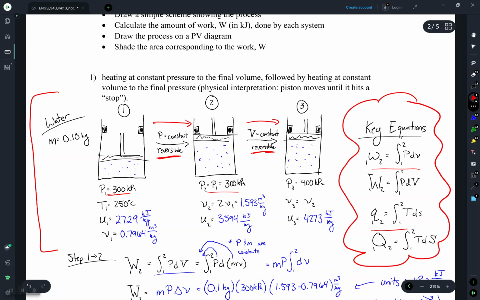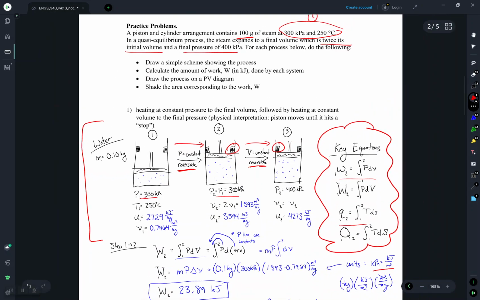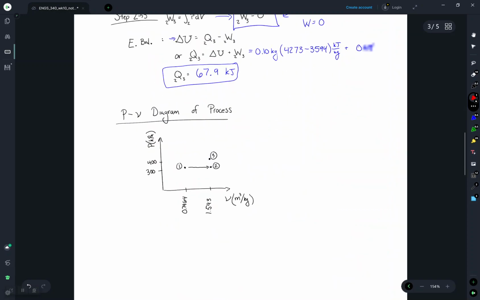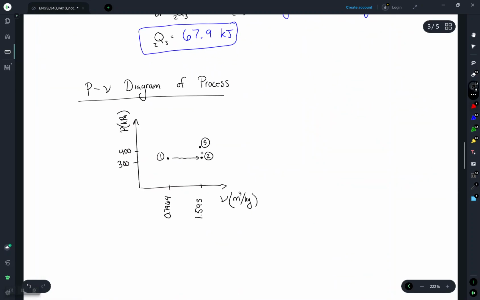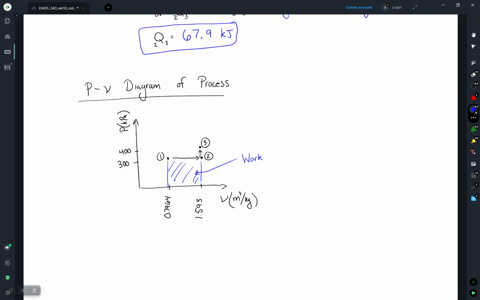In the second step, 2 to 3, we have these little stops here, which are stopping our piston from moving any further, so it's keeping us at constant volume. Okay, so our second step here, we have a straight vertical line then between 2 and 3. We can visualize the work in the system as the area here under the curve. So the work of the process is just the area under the curve. And that's why we like this type of visualization.